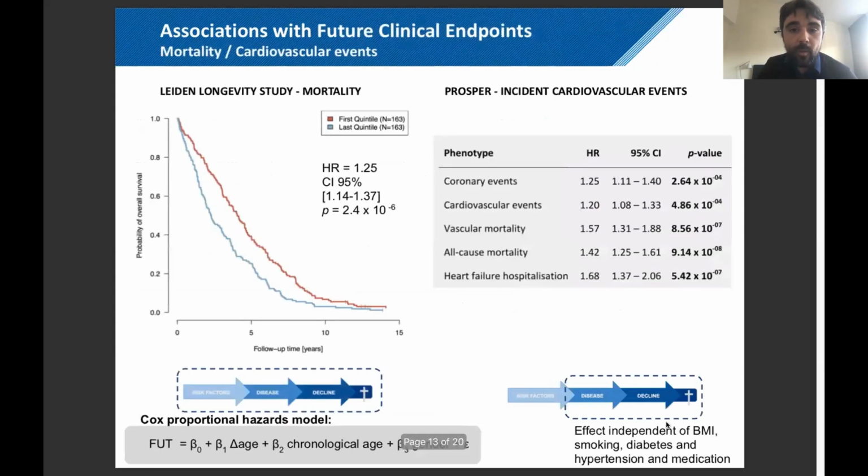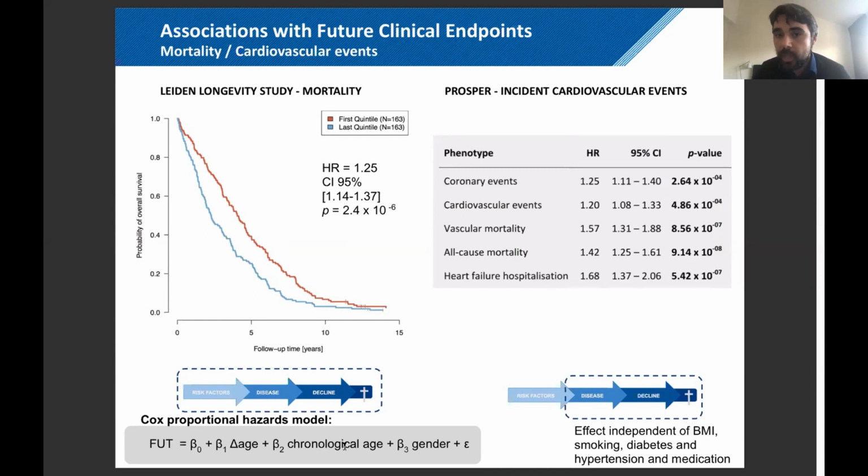And lastly, we also looked into future outcomes. On the left, we had a left-out study, the longevity study, where particularly in the oldest old, the 90+ cohort of that study, we looked into survival into the oldest ages. There we saw that the people in the lowest quintile had the poorest survival, whereas people who actually looked younger than they actually are had the longest survival. Here we also evaluate the follow-up time with the Cox proportional hazard model, where we adjust also for chronological age.